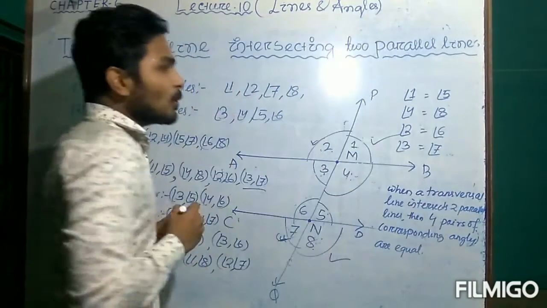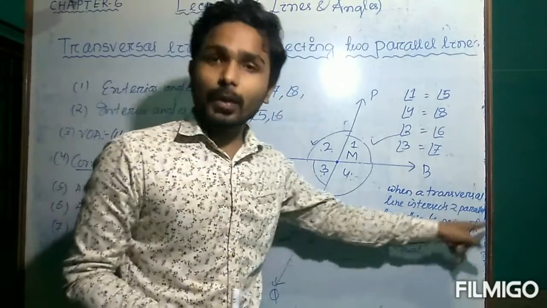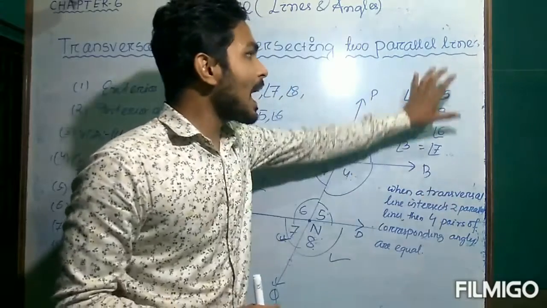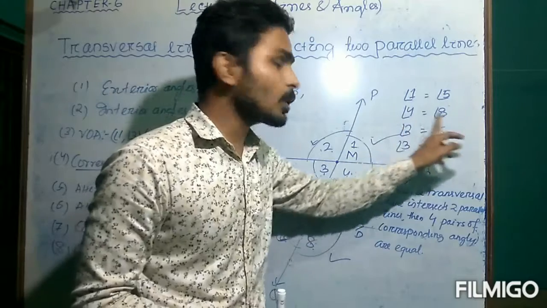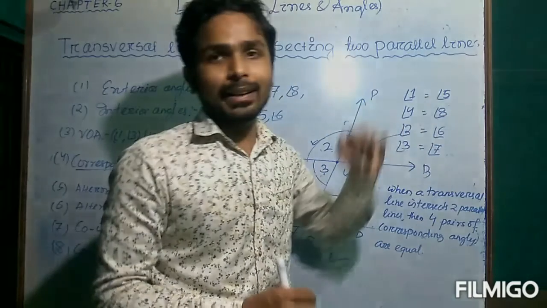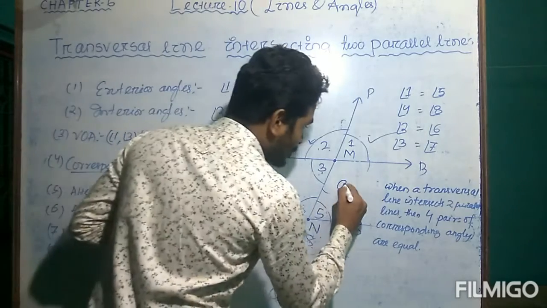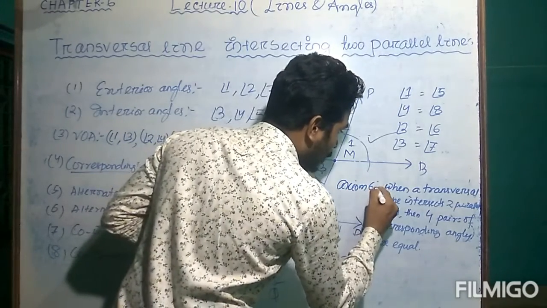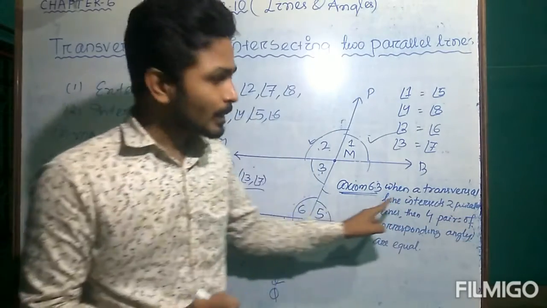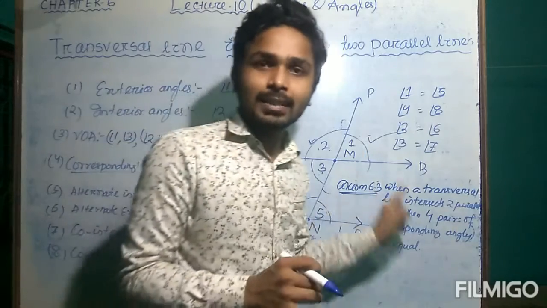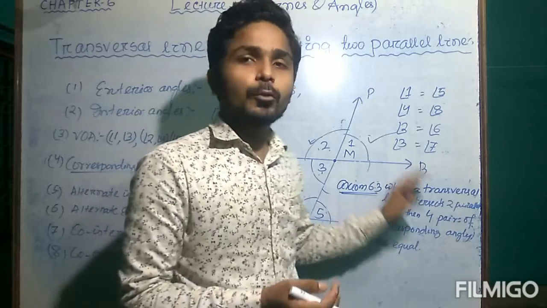Right? So whenever a transversal line intersects two parallel lines, then totally 4 pairs of corresponding angles are formed and all the pairs are equal. Okay, 1 is equal to 5, 4 is equal to 8, 2 is equal to 6 and 3 is equal to 7. And this statement is known as axiom number 6.3, right? As we have already discussed axiom 6.1 and 6.2 in some previous lectures, and this is axiom number 6.3. Since it is an axiom, it doesn't need to be proved. It doesn't need the help of others to be proved, as it is a self-proven statement.